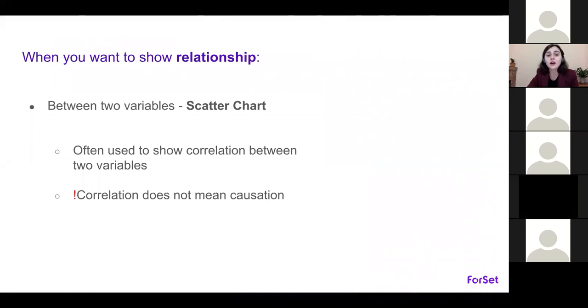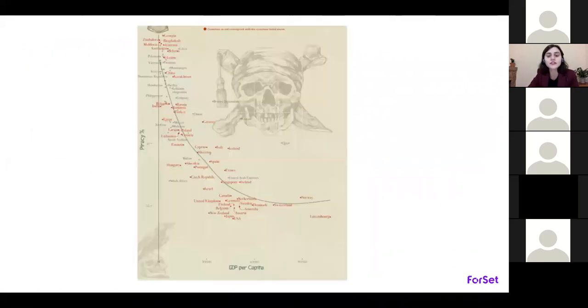Okay, sometimes we want to show the relationship between two variables, to show some kind of correlation between those. But here we need to be very careful, because correlation does not mean causation, meaning that just because one variable is increasing, it's not causing the increase or decrease of the second variable. Here we have an example that our team worked on.